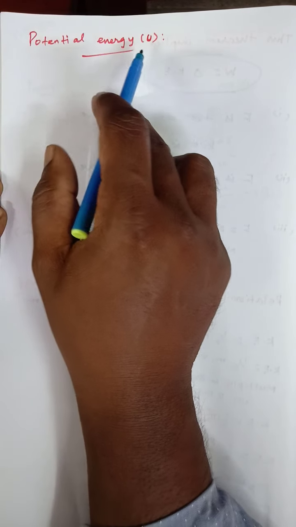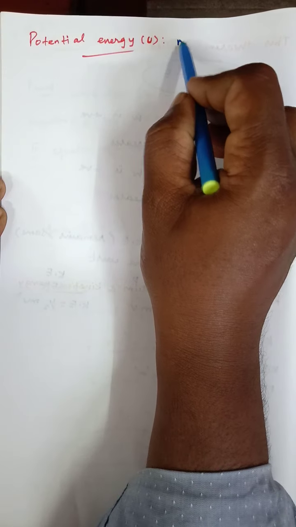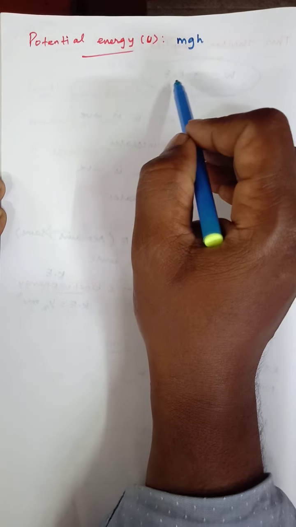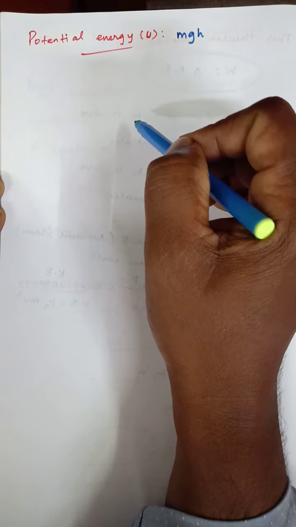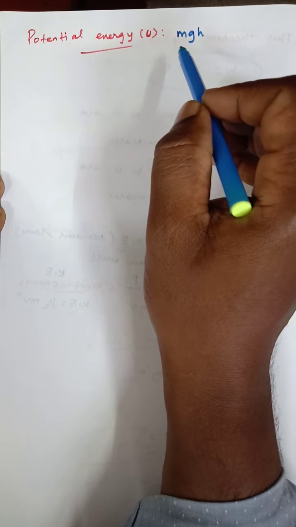Potential energy, its symbol is capital U. Okay, its formula we know that U is equal to mgh. So now we have to derive the equation of the potential energy.